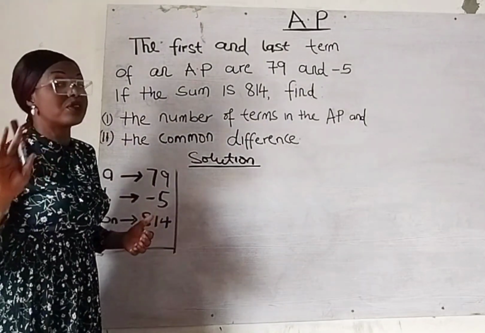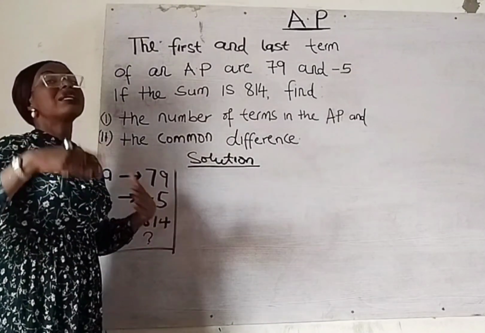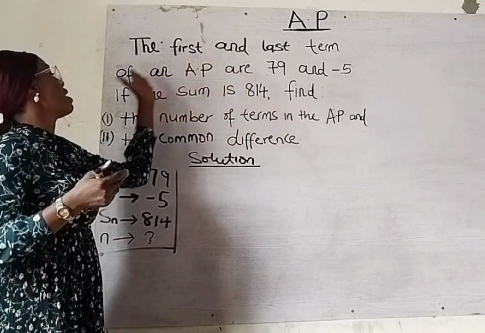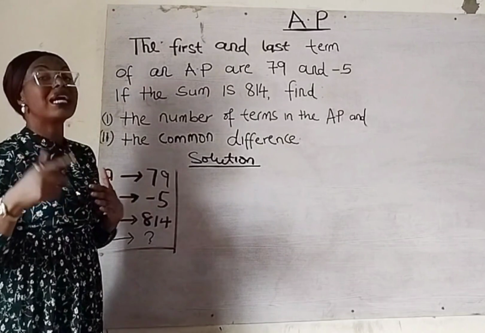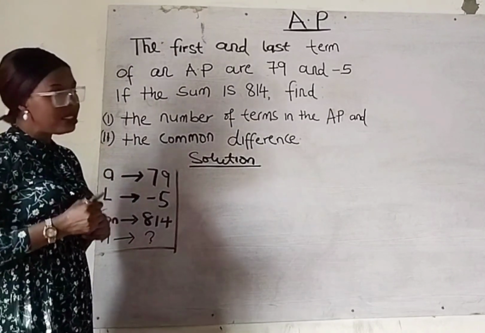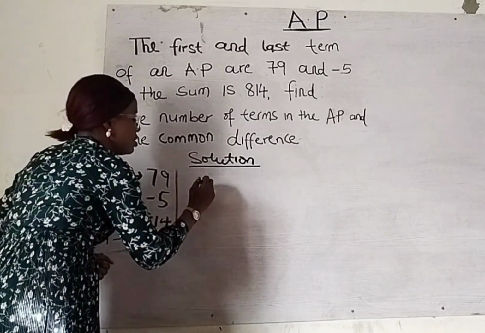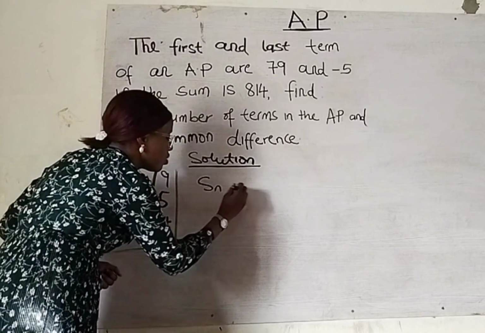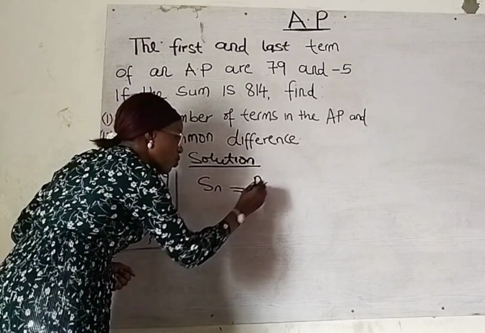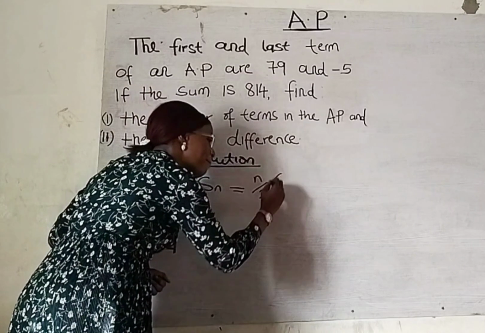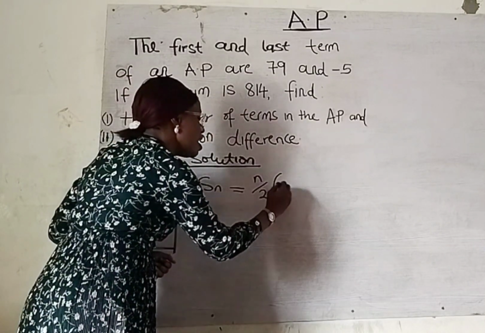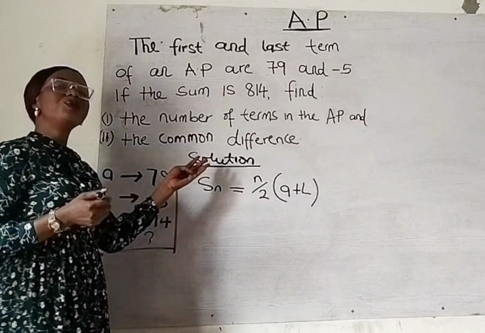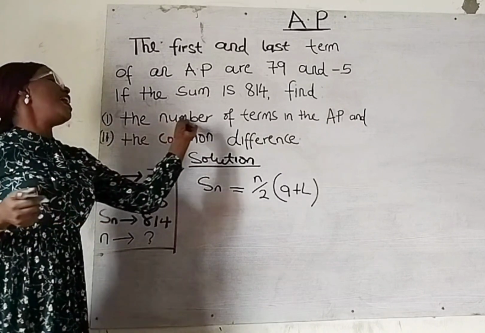In formula for sum, we have two formulas. One has common difference, one does not. And because they did not give us a common difference here, we use the one that doesn't have common difference. I write it out like this. Sn, representing sum, is equal to n over 2, open bracket, a plus l. This is the formula we are going to use now to solve for the first question.